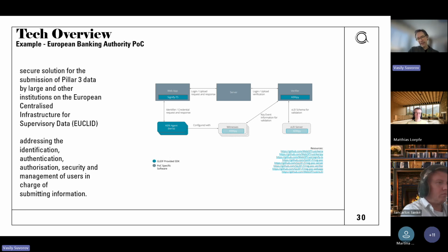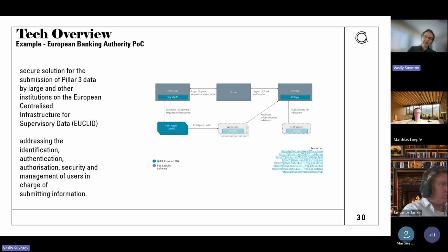which is sort of outlined here. The goal of this pilot is that the banks, such as... One of the stages of the pilot has recently been successfully concluded. So like Deutsche Bank and others in Europe, they need to submit official reporting to the European Banking Authority.